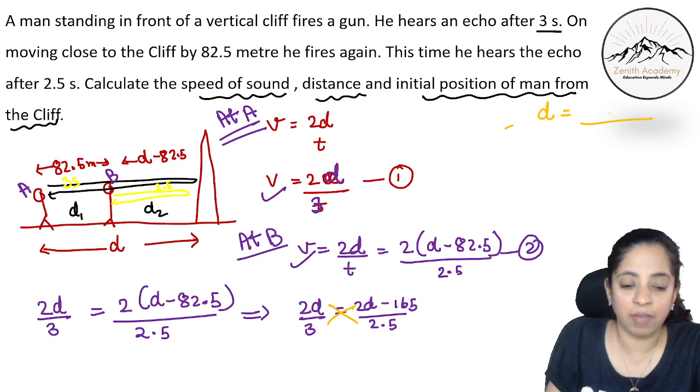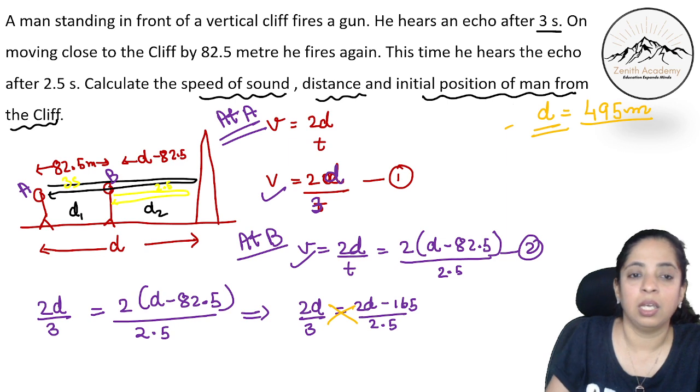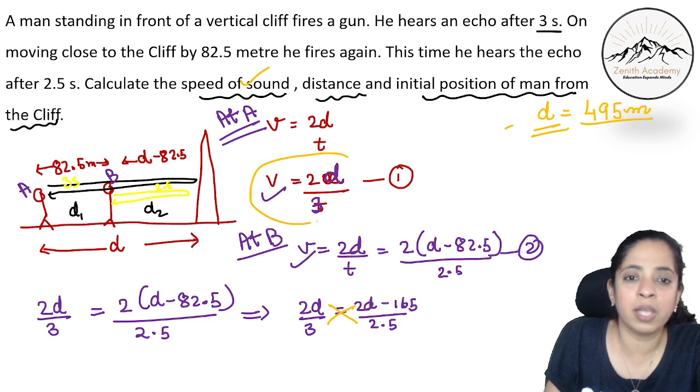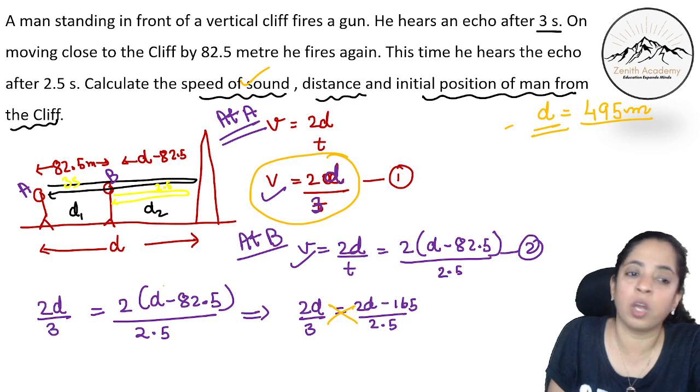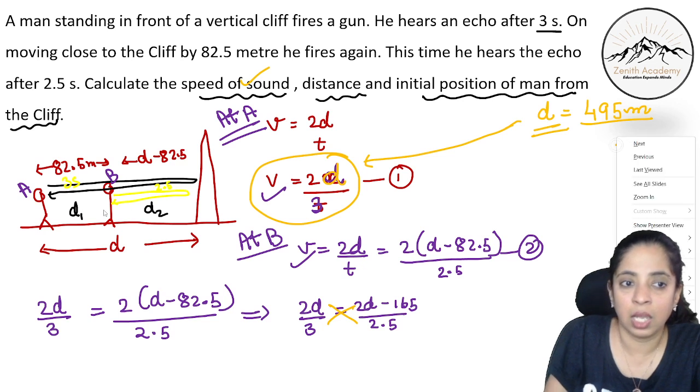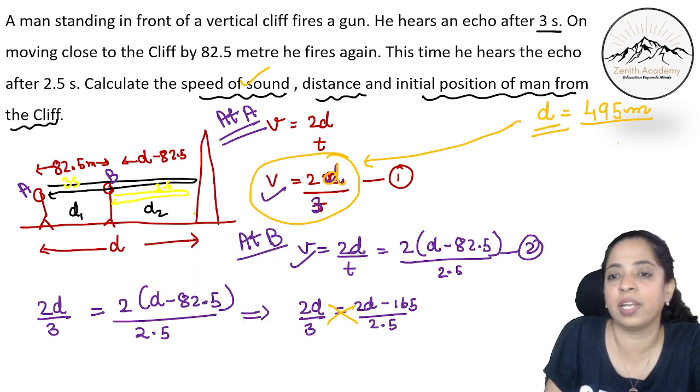Okay. So now the value of d will come out to be 495 meters. Now substituting this value of d, we can find the speed. Speed can be found by substituting this value of d in equation 1 or 2, whatever. This is easier, right? So we will substitute this value to find the velocity of sound. Distance we already found. We can also say this second distance is d minus 82.5, and the initial distance is 495.